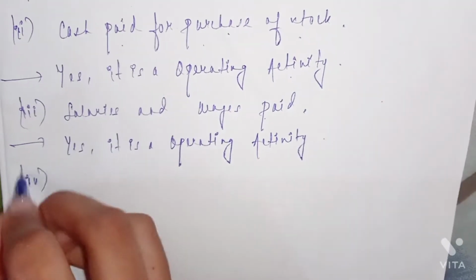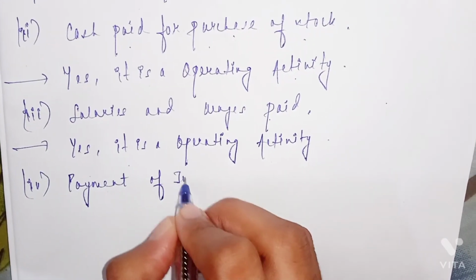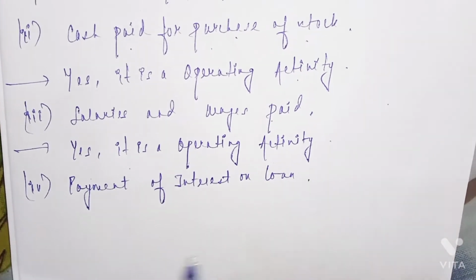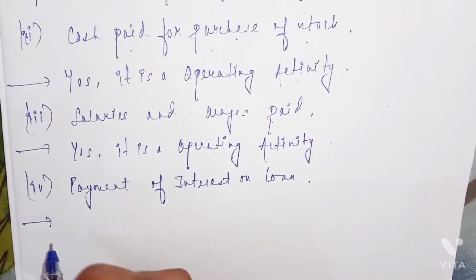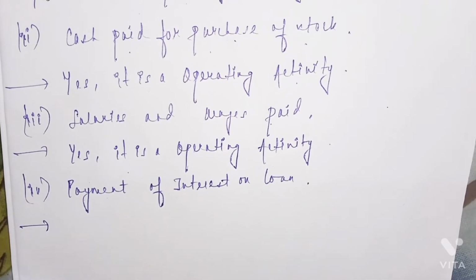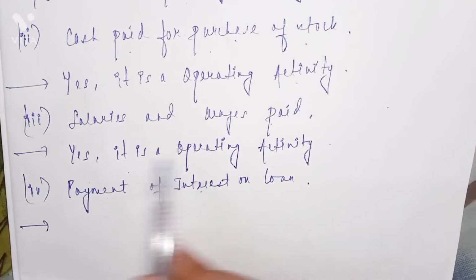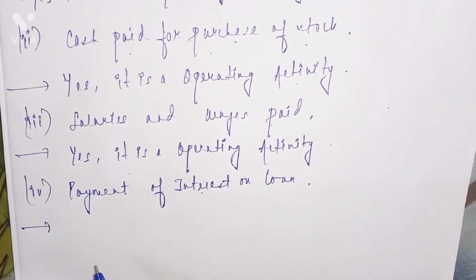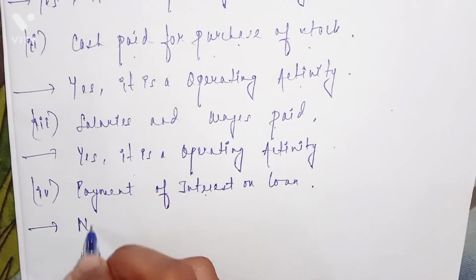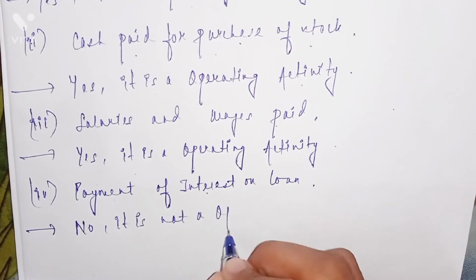My fourth item is payment of interest on loan. When any interest is paid on loan, it is not an operating activity. Any payment of interest on loan is always a financing activity. Whenever there is any item regarding the payment of interest, it will always be considered as a financing activity, not an operating activity or an investing activity. So no, it is not an operating activity.